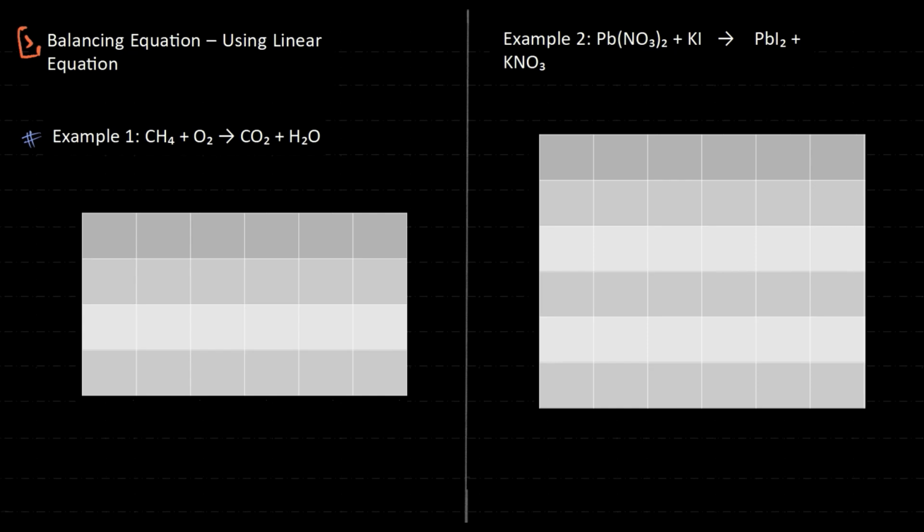Let's look at balancing equations. It's one of the most difficult things that a student faces in chemistry. That's what my students tell me, but it's quite simple actually. If you use this method, it's very simple. Let me show this example.